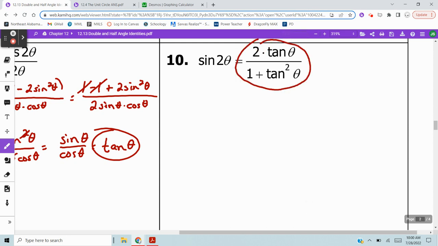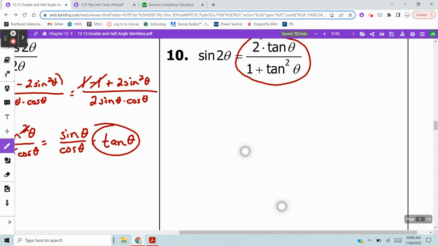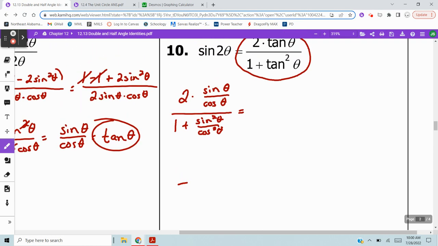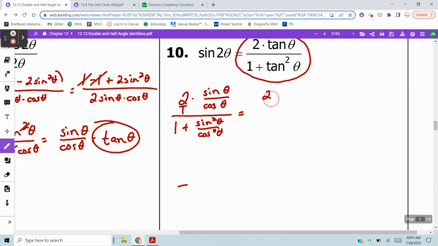So I'm going to work with this right side over here, 2 times tan, and I'm going to change my tangent to sine of theta over cosine of theta. On bottom, I'm going to do the exact same thing. I have 1 plus tangent squared, where tangent squared is sine over cosine times sine over cosine, which would be sine squared over cosine squared. So now on top, I can multiply these out. I'm going to put my 2 over a 1, multiply tops, gives me 2 times sine of theta. On bottom, 1 times cosine of theta would just be cosine of theta.